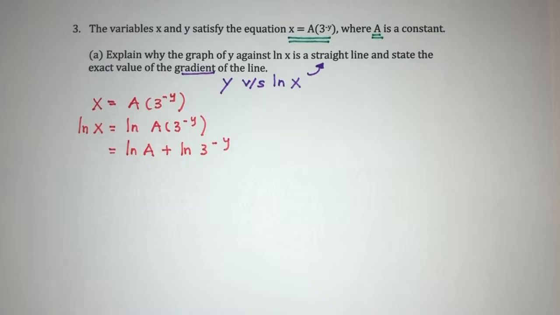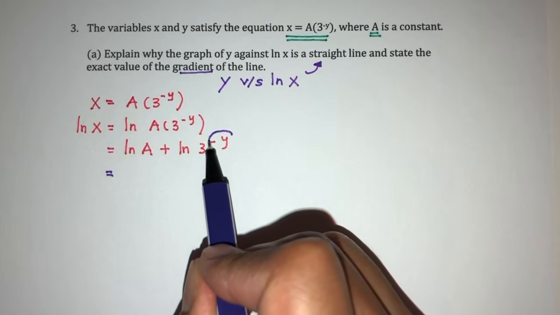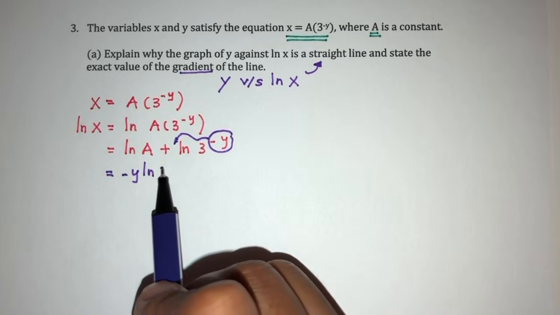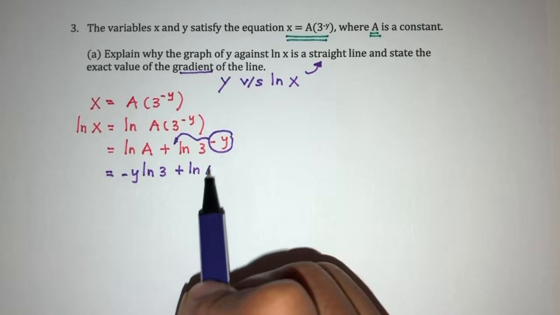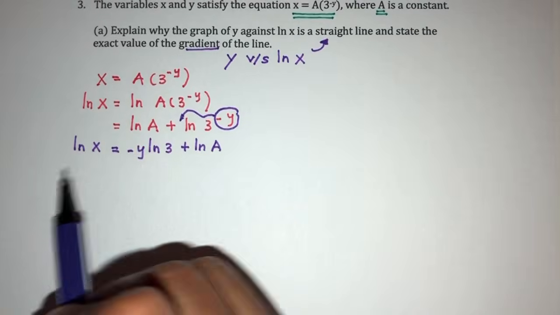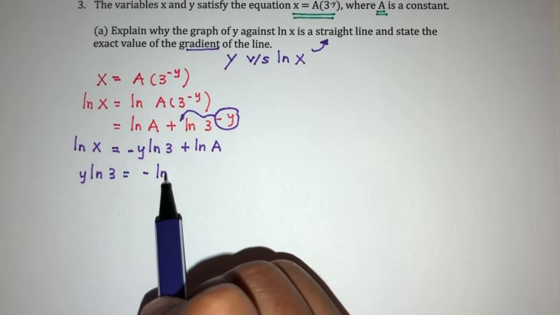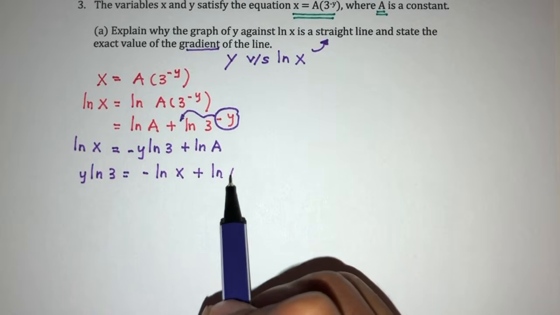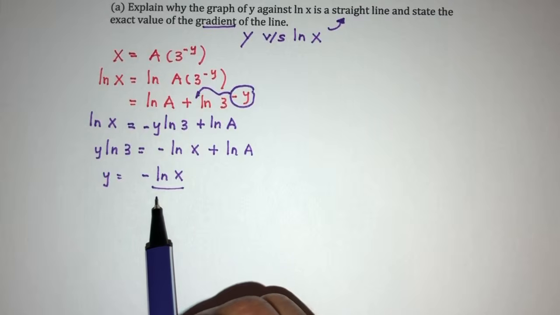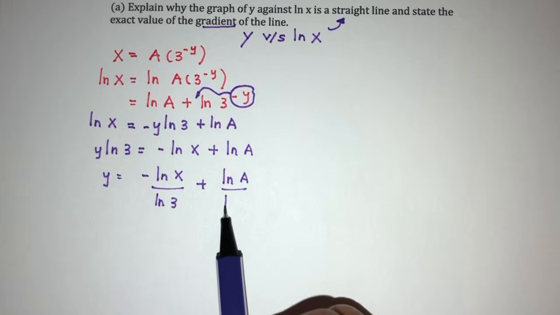Now the reason why is you have to know your laws of logarithms. Now let's simplify again. We can bring the power here down, right? Here, that will become minus y ln of 3 plus ln of a, and this will be ln of x. Now we can rearrange. Let's send this over here and this over here. You will have y ln of 3 is equal to minus ln of x plus ln of a. Finally, y will be minus ln of x over ln of 3 plus ln of a over ln of 3.